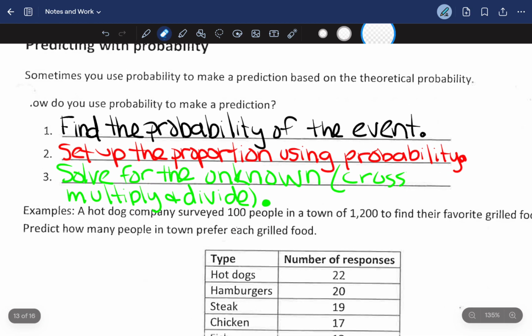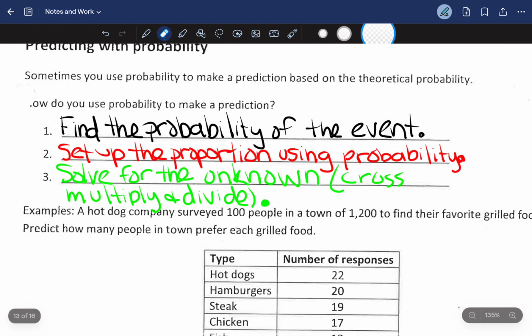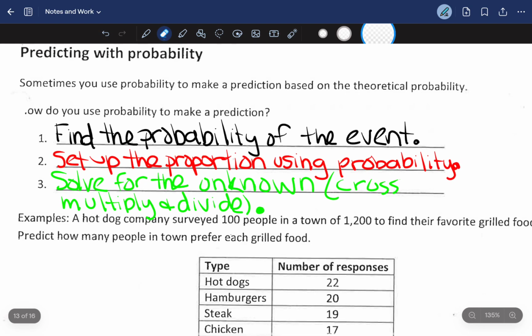So sometimes we gather data to help us make predictions. Like back in the day, they used to send people door to door to get information, and they would take that information back and make predictions based on the population that currently existed. So, anyways, how to use probability to make a prediction?